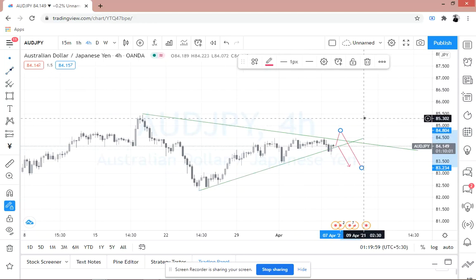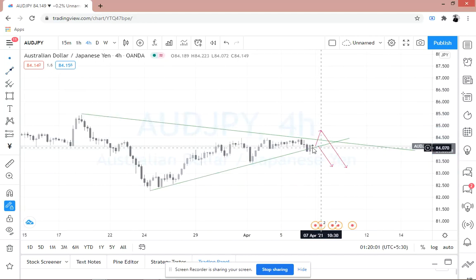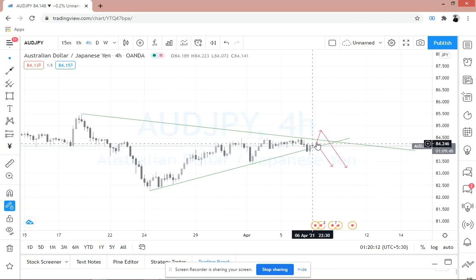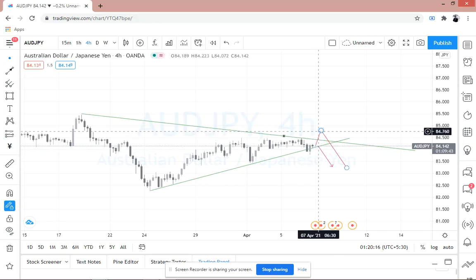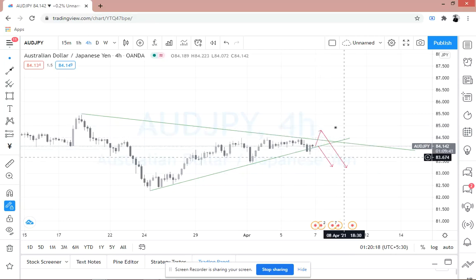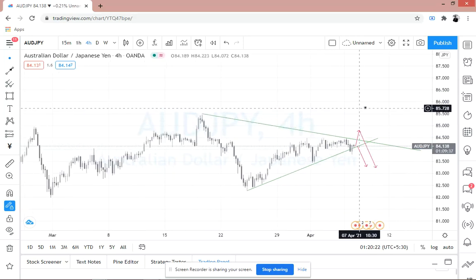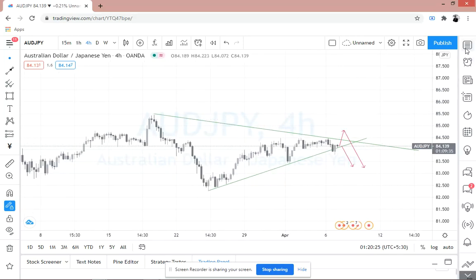So let's see what's going to happen next. If the market breaks the lower trend line, you can expect a downtrend. Or if the market does not break the lower trend line, you can expect some buyer's entry, maybe break the upper trend line and then make a strong pullback. So that is what I'm expecting in AUDJPY.